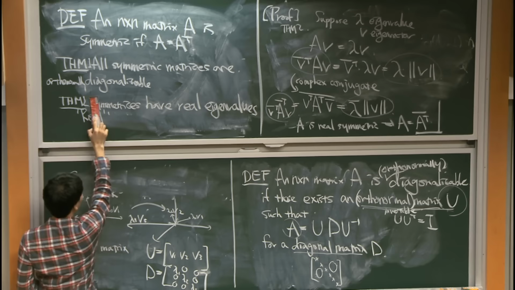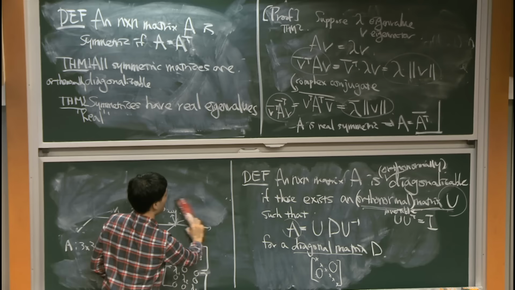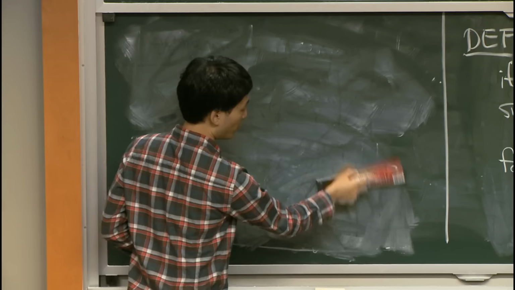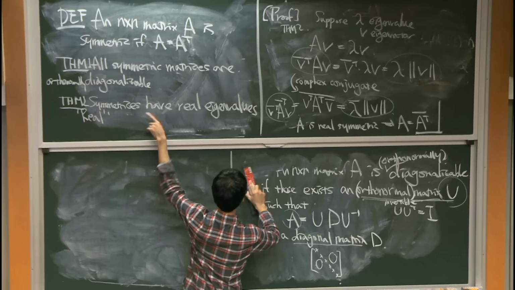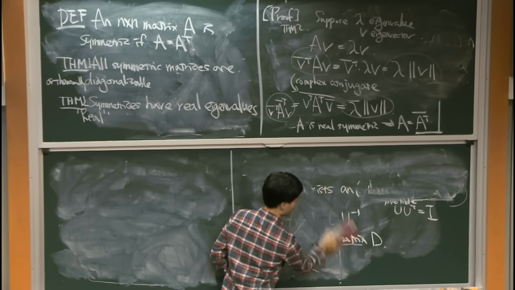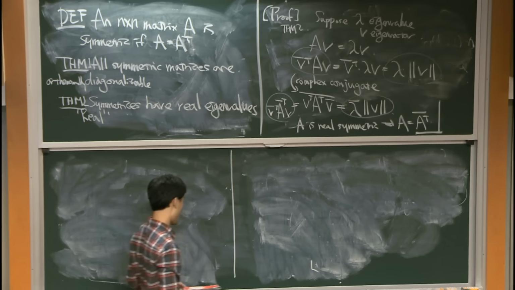Theorem one is a little bit more complicated, and it involves more advanced concepts like basis and linear subspace, which are not really important for this class, so I'll just skip the proof. But it's really important to remember these two theorems. Whenever you see a symmetric matrix, you should feel like you have control over it, because you can diagonalize it. And moreover, all eigenvalues are real.